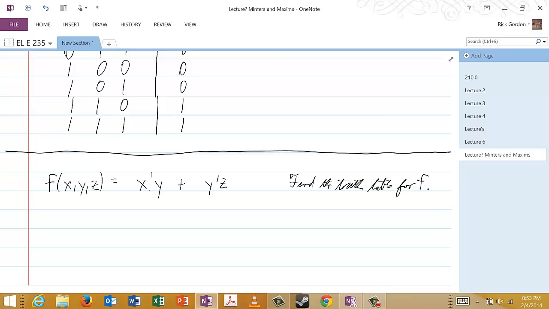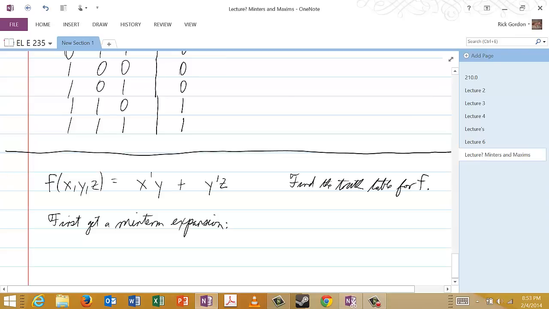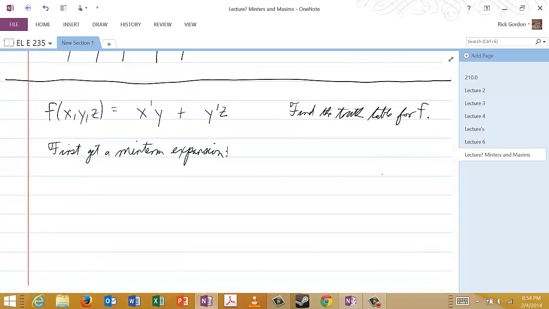We can take the approach of first converting this to a minterm expansion. So we'll say, first get a minterm expansion. Now, you might wonder, how do we get a minterm expansion when neither of these terms on the right-hand side is a minterm? Well, it can be done in the following way. Okay, we'll rewrite our function f of x, y, z is equal to x prime y.